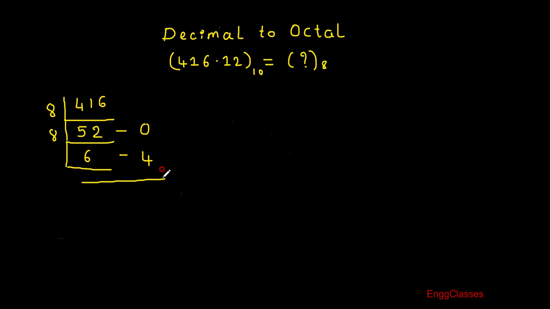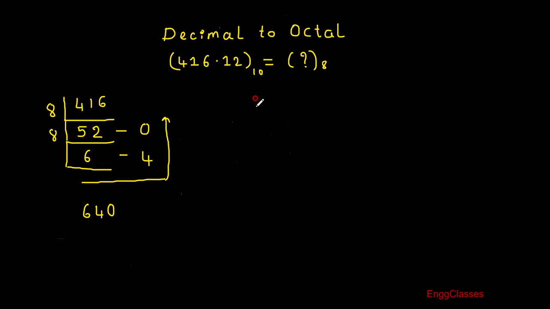So I have to read it this way. What am I going to get? I'm going to get 640. The equivalent of 416 in decimal is 640 in octal. I still have to consider the fractional part.